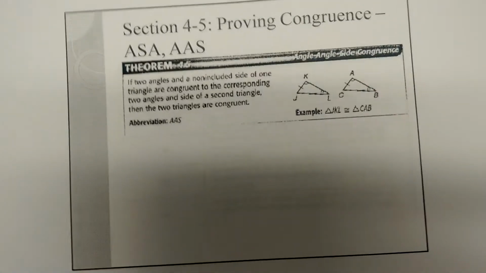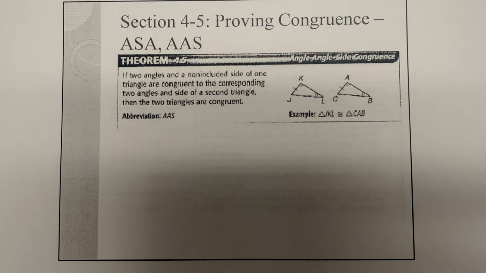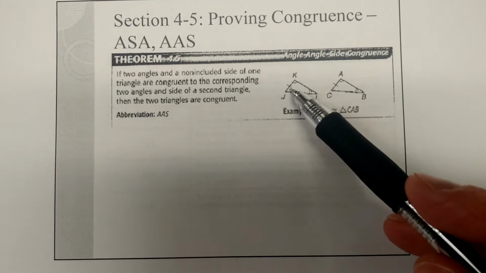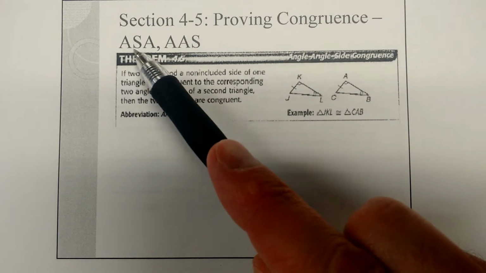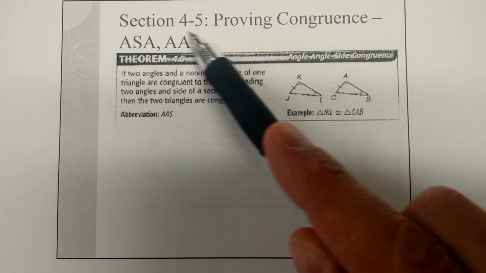So theorem 4.5 here is angle angle side. It says if two angles and a non-included side of one triangle are congruent to the corresponding two angles and side of a second triangle, then the triangles are congruent. So you have two angles and a side not in between them. So angle side angle, that's why it's written this way. The side is between the two angles that you know. Here, angle angle side, the side is not between the two that you know.